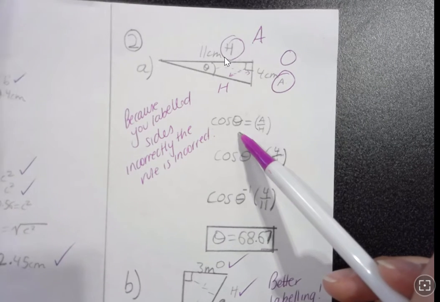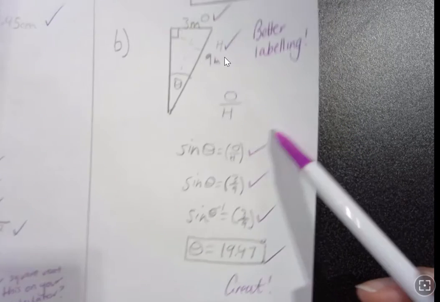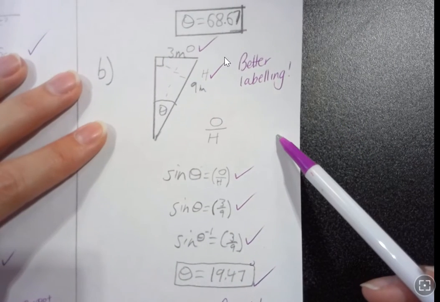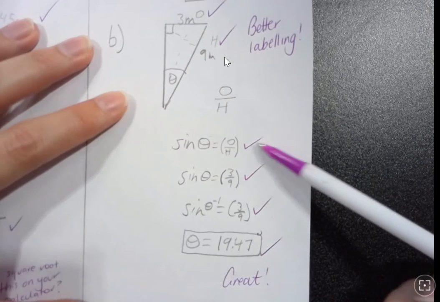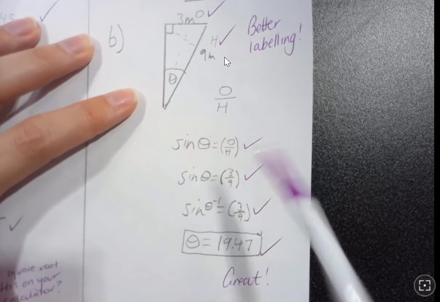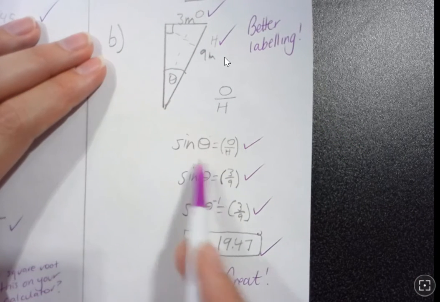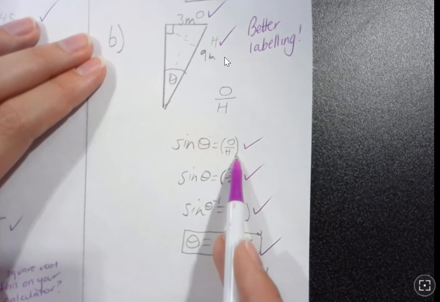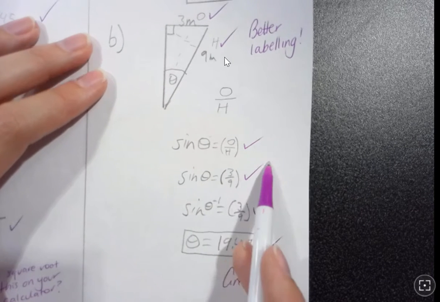But if we come down here and look at this second one, much better labeling means that you have chosen the correct rule. That's good. But I want you to watch me set it out. So this bit's totally correct. That's your normal rule. That's also perfectly fine.